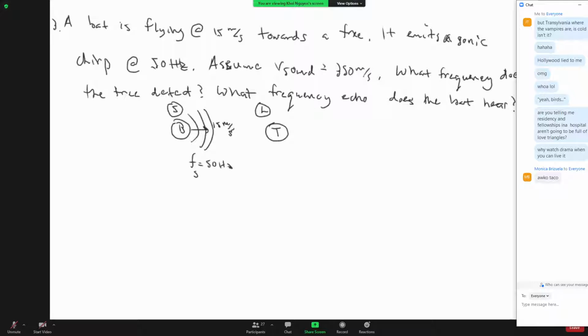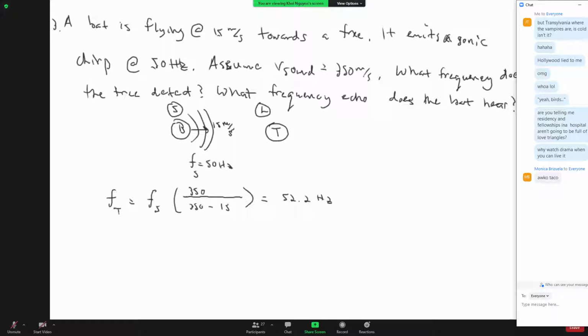So we know that the frequency at the tree is equal to the frequency from the source times the speed of sound, which is, we told you, 350, plus the speed of the detector or listener. Trees don't move, last I checked, right? The source is the bat, and the bat is heading towards the listener, so it's 350 minus 15, right? So we know that there's going to be a frequency increase already. So it's 50, so it's roughly 52.2 hertz if you actually do the math.